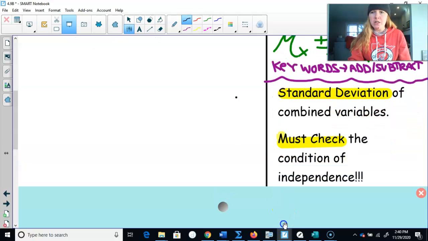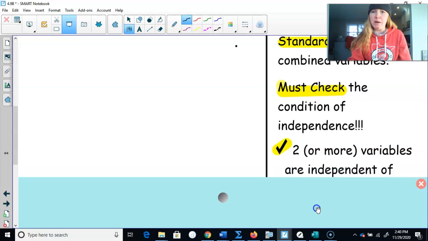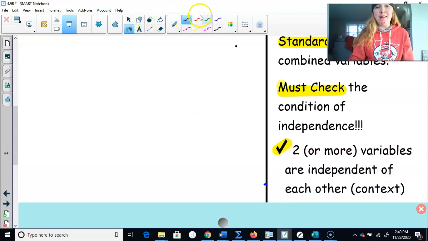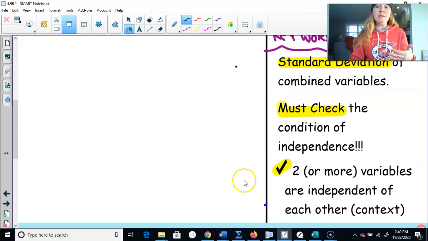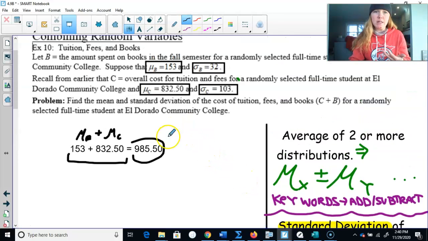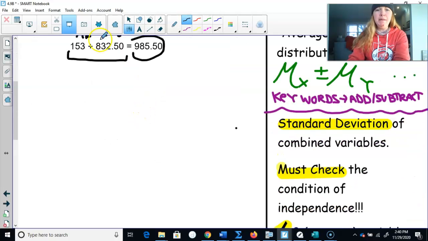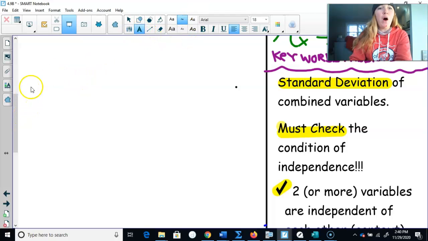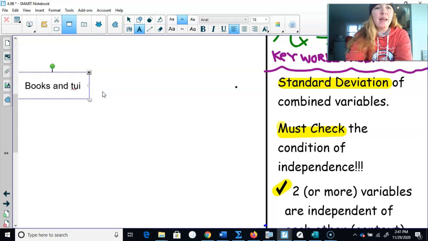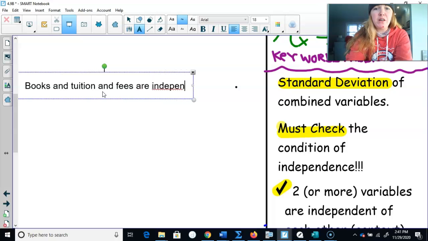So what is the condition? When we find the standard deviation of combined variables, we check for the condition of independence. We have to say that these two variables are independent of each other in context. So what are my two variables? I'm looking at the amount spent on books, and the overall cost for tuition and fees. All I need to do is say that books and tuition and fees are independent of each other.